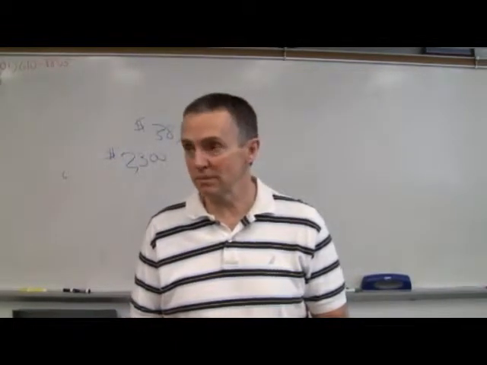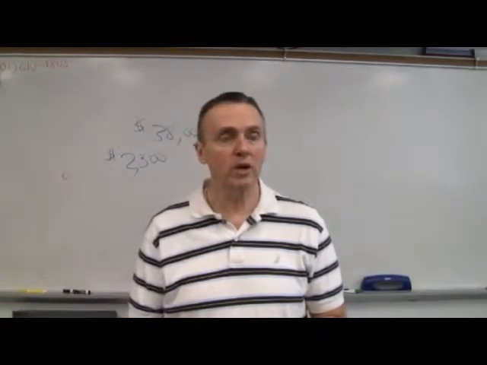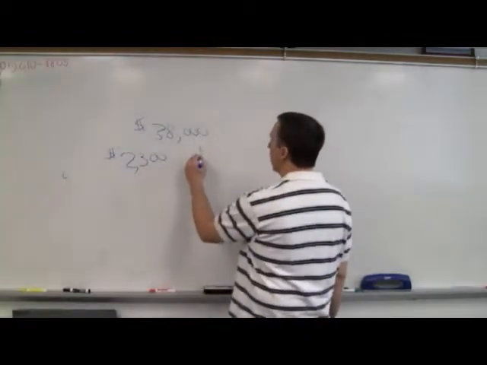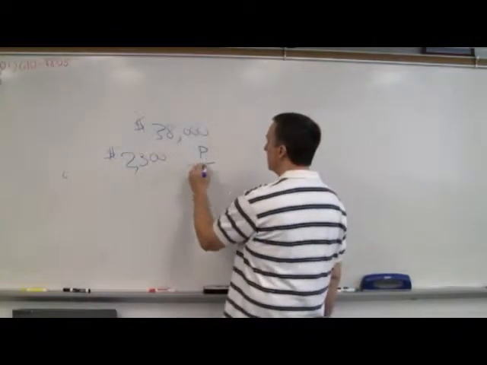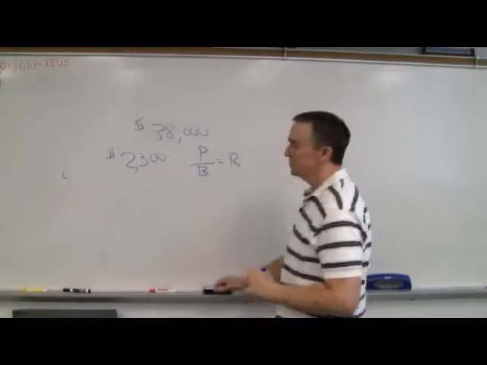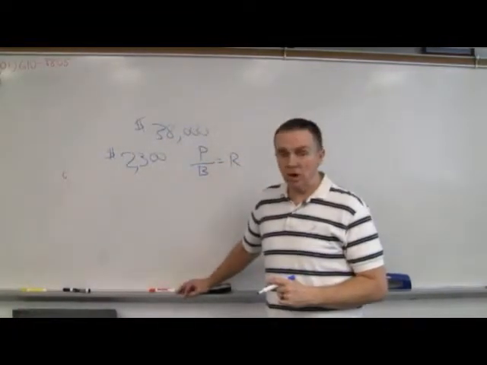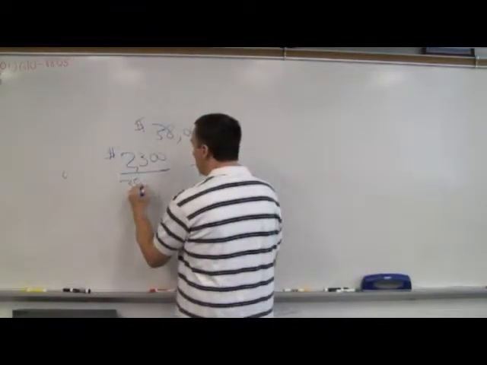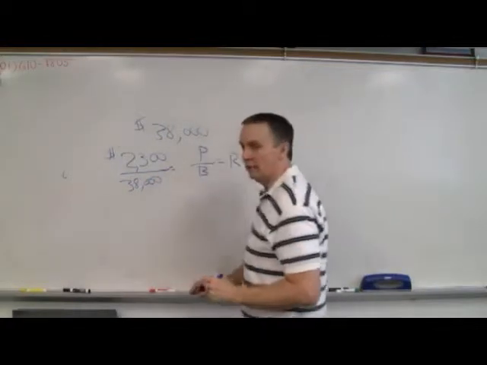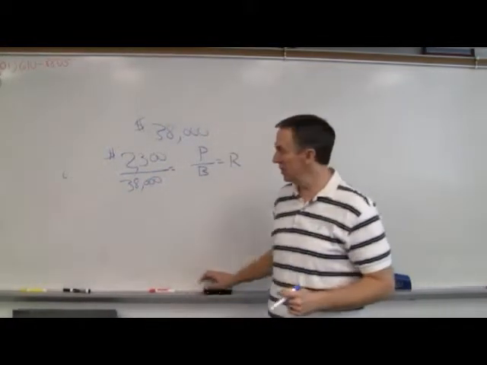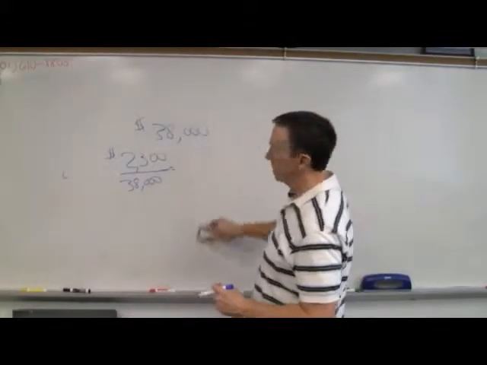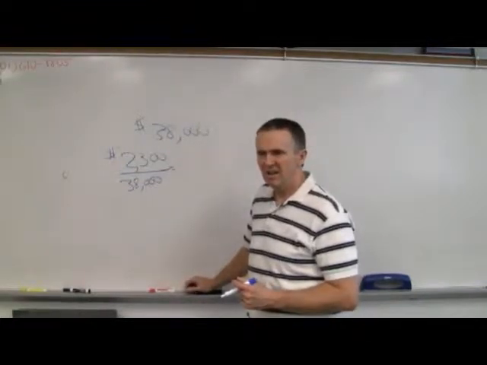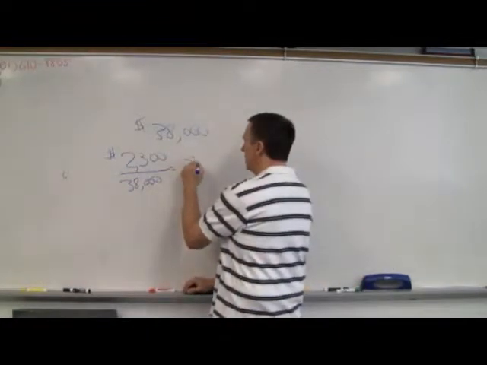First of all, what are we solving for? Rate. What is the equation? The equation for rate is portion over base equals rate. So 23 over 38. That's all we have to do. $2,300 over $38,000 will give us the rate of the increase. What does that work out to be? Anybody with a calculator? Tobin? 0.07368.